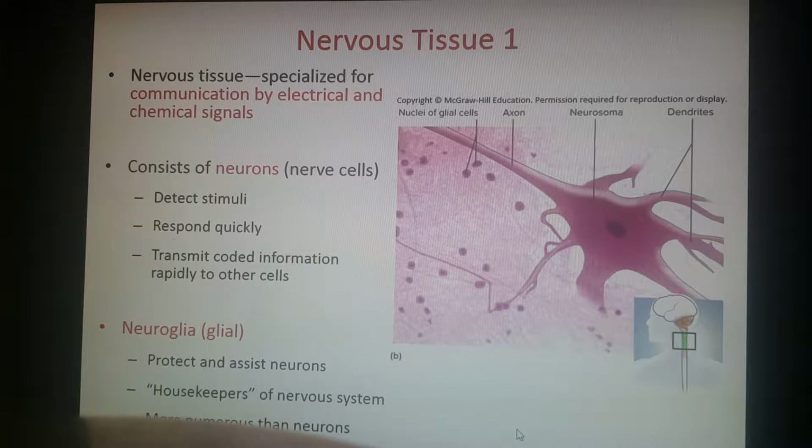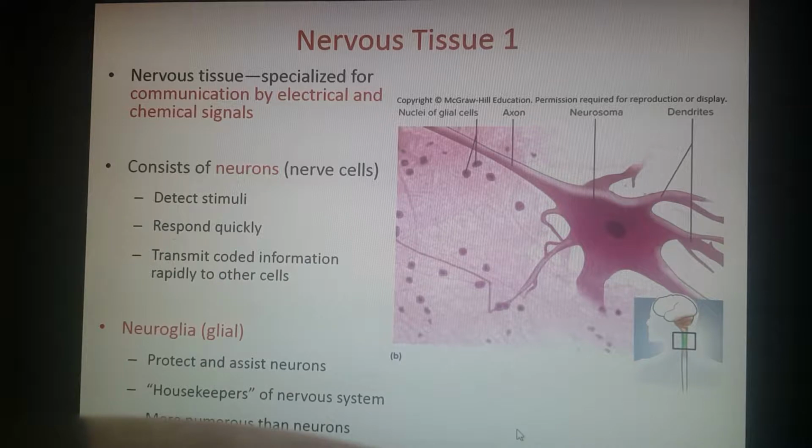So the cells that make up nervous tissue are our neurons. They're also called your nerve cells. So their job is to detect a stimulus. That stimulus gets converted inside the cell into a response, and then it's going to transmit that message onto the next cell in the process.